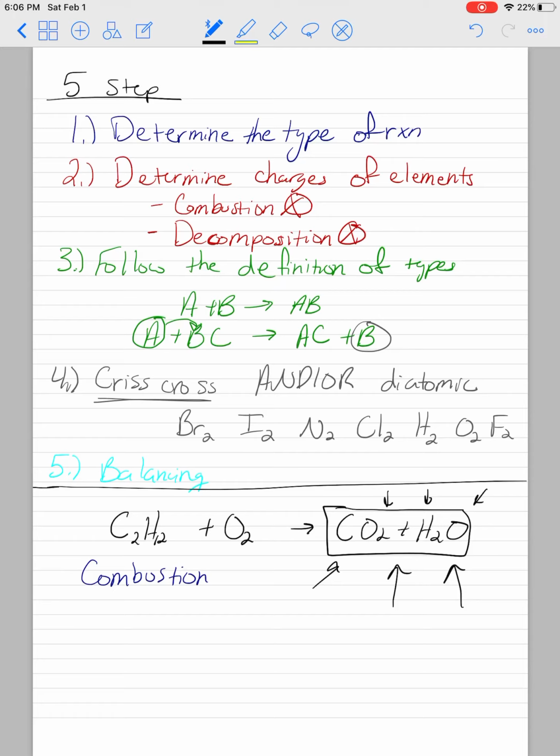If you were wondering why we don't need to determine the charges of elements for a decomposition reaction, that is because most of the time in this class, a decomposition reaction is just going to give us our original elements back. So in a decomposition reaction, you will only need to check for diatomics, and you don't need the charges to know if an element is diatomic or not, okay?